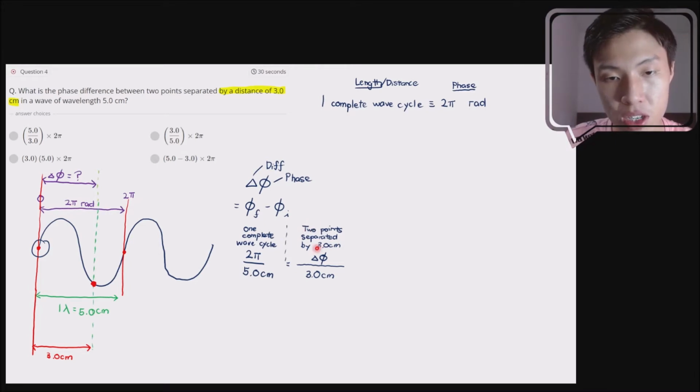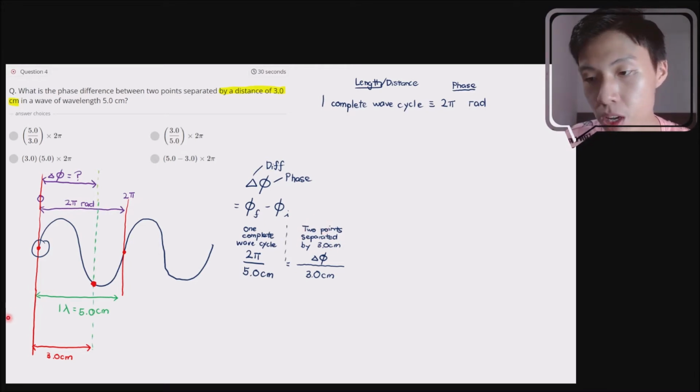But if we look at these 2 points that are separated by 3 cm, we know the distance between them is 3 cm. So now we can try to deduce what is the phase difference from here to here. So we are building a ratio. This left hand side is for one complete cycle. This right hand side of the ratio is for 2 points separated by 3 cm.